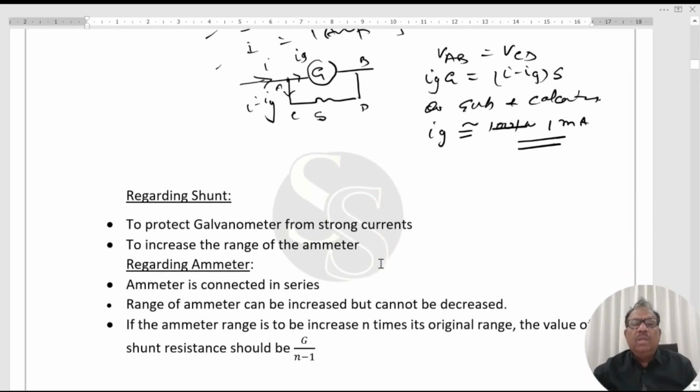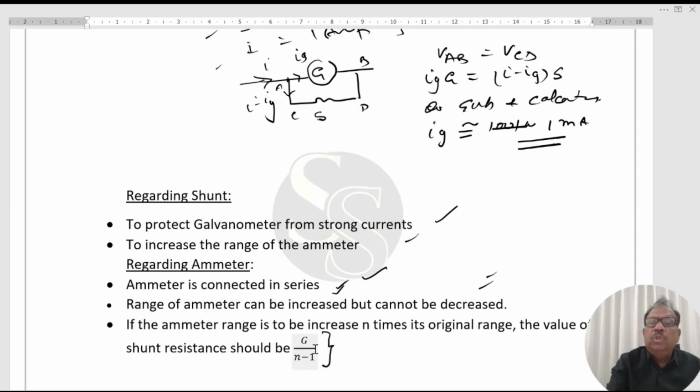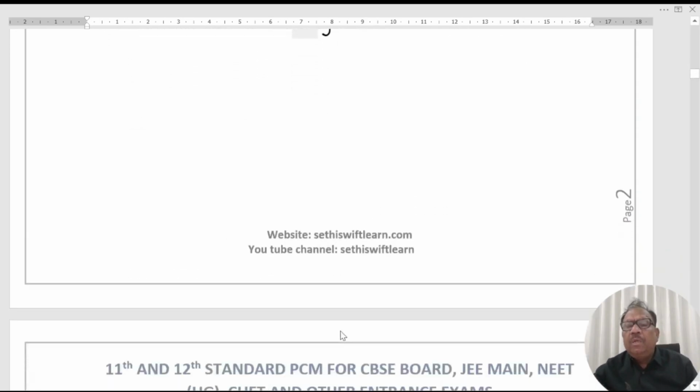Next, regarding the shunt, it is used to protect the galvanometer from strong currents and to increase the range of the ammeter. The ammeter is connected in series. The range of an ammeter can be increased, cannot be decreased. Be careful, right? Now, if the ammeter range is to be increased n times the original range, the value of the shunt resistance should be G upon n minus 1. By using this formula, we can find the answer, right? Now, next question.